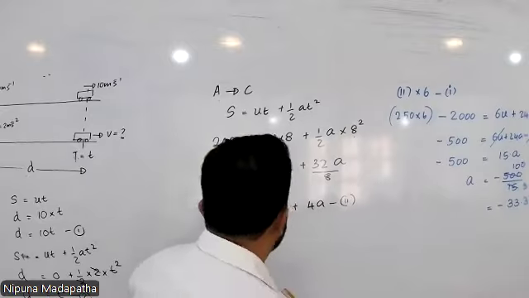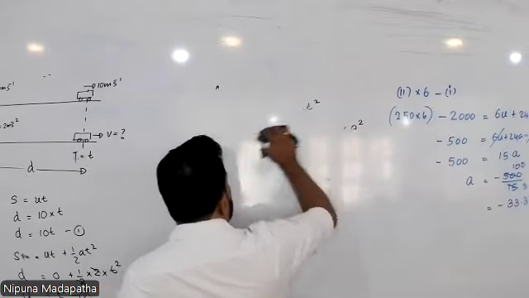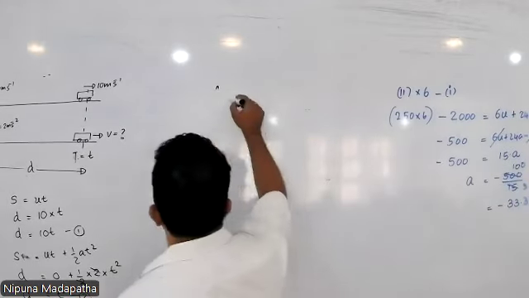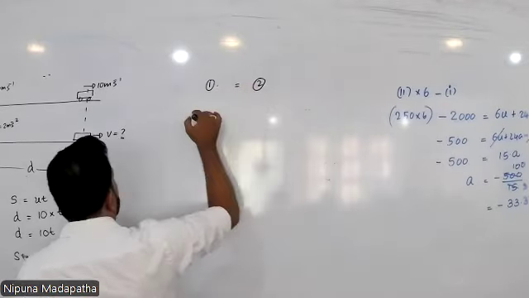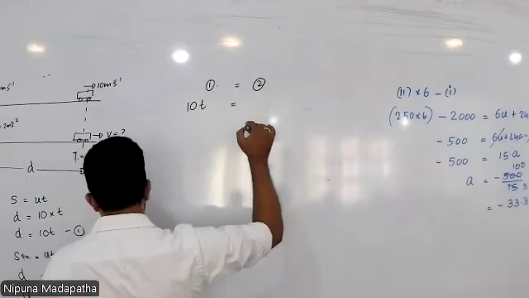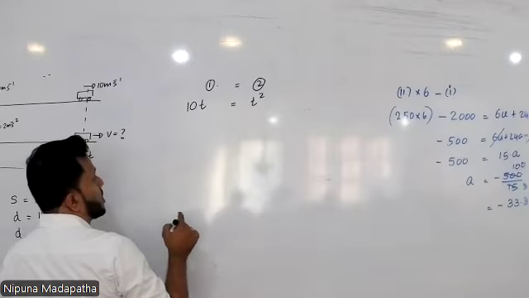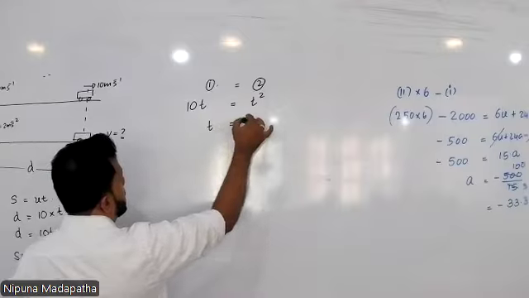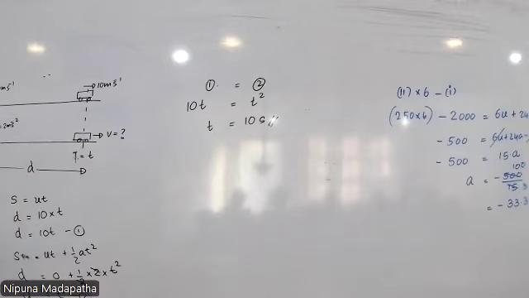Now you have two expressions in terms of D and T. Right? So what you need to do now? Equate both these equations. 10 times T equals T squared. Since T is not 0, you can divide both sides by T. So the final answer is T is 10 seconds.